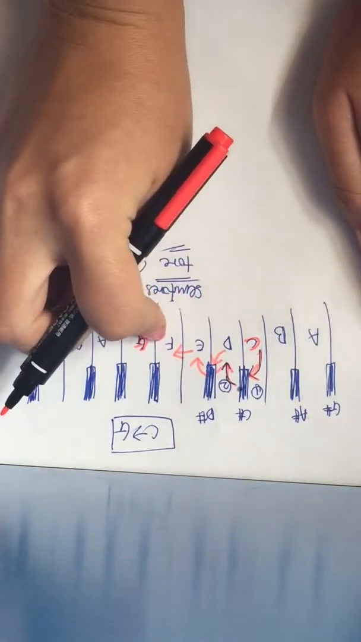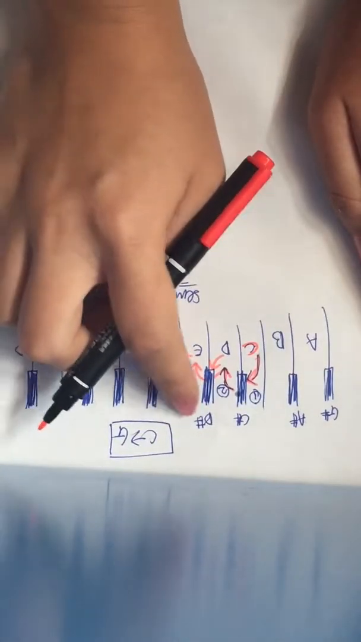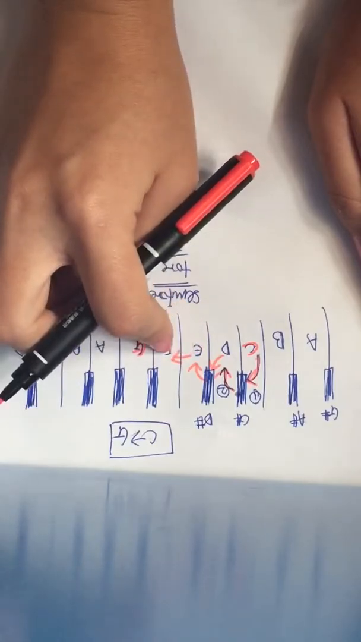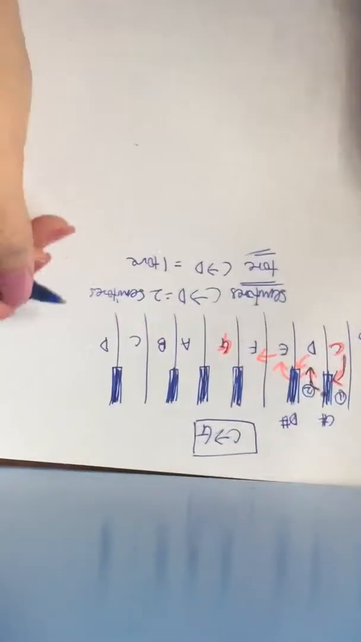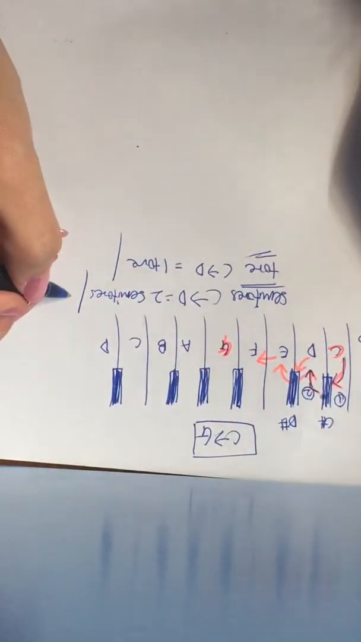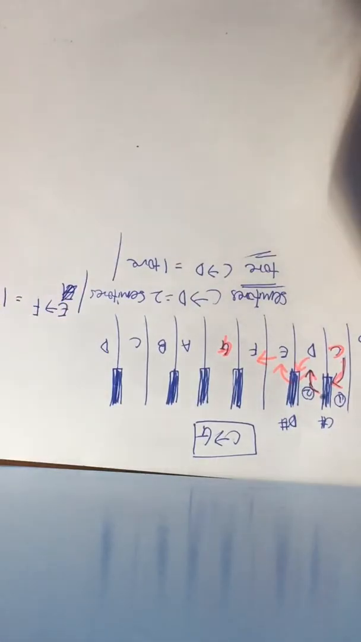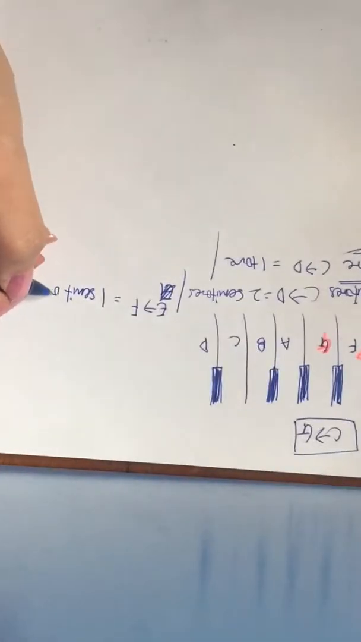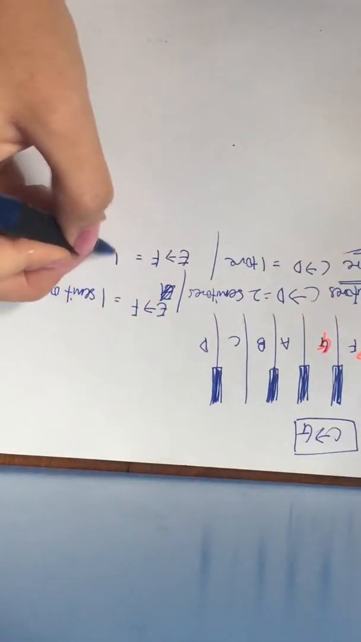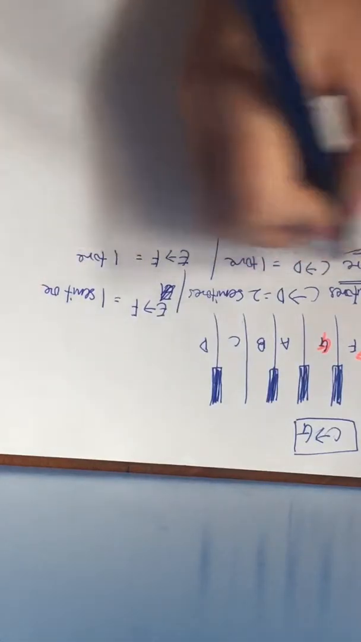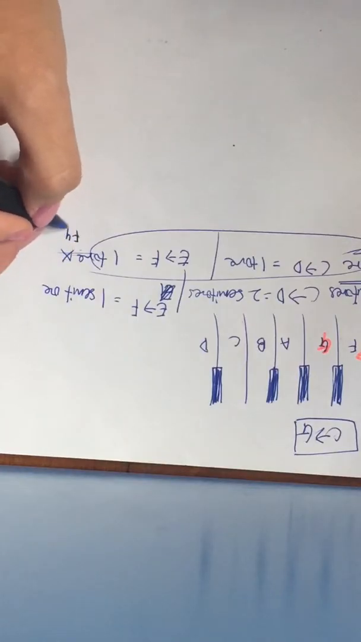Between E and F, there are no sharps or black keys. So it's directly 1. E to F equals 1 semitone. And from E to F is also called 1 tone. The tone part is not very relevant here, so it's just FYI.